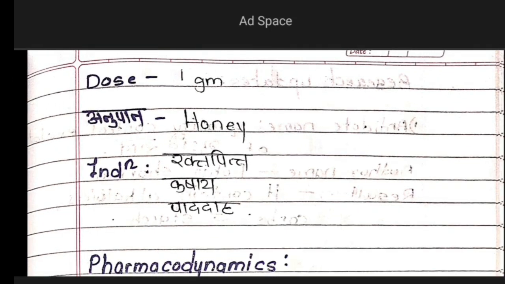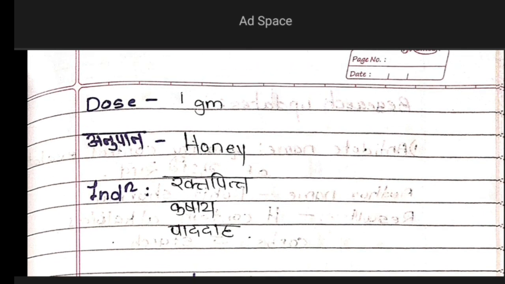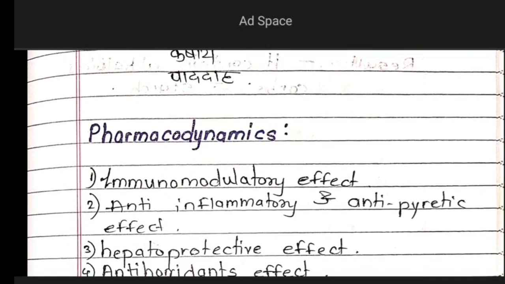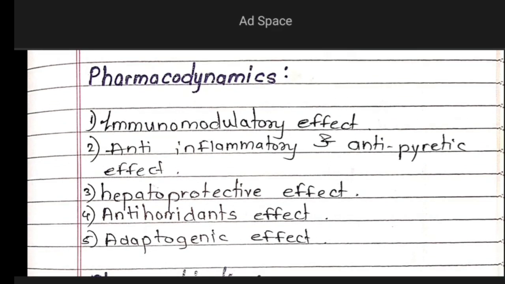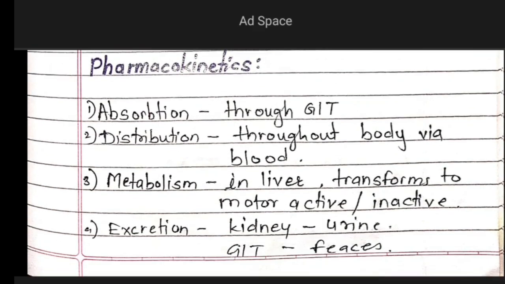Dose is 1 gram. Anupana, honey. Indication: Raktapitta, Kasha, Padadaha. Pharmacodynamics: immunomodulatory effect, anti-inflammatory and antipyretic effect, hepatoprotective effect, antioxidant effect, adaptogenic effect. Pharmacokinetics: absorption through the GI tract, distribution throughout the body via blood, metabolism in the liver where it transforms into active and inactive forms, and excretion by kidney in the form of urine and by GI tract in the form of feces.